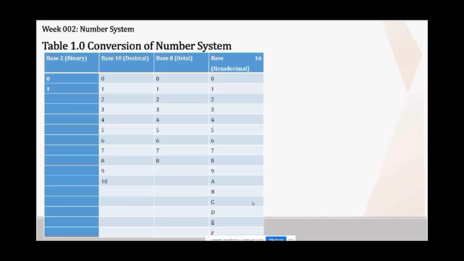Now let me show you table 1.0, which shows the possibilities or combinations in different bases and what their actual base is. For the binary, we only use 0 and 1, and the base is 2. For the decimal, we have 0 to 9, which means 10 digits, that's why the base is 10. For the octal, we use 0 to 7, which counts to 8, that's why the base is 8. For the hexadecimal, it's 0 to 9 and A to F, and the base is 16.